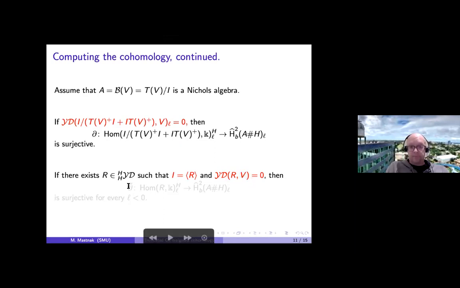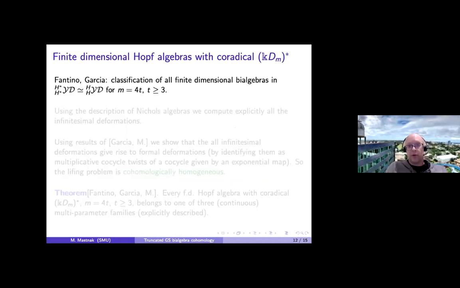Then you get a surjective homomorphism from the algebraic dual of R into the cohomology that is responsible for formal deformations. So here is an example of the work we did.